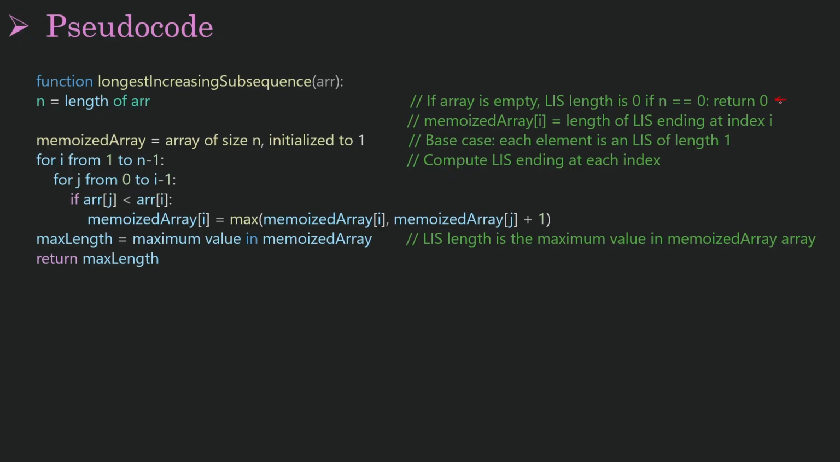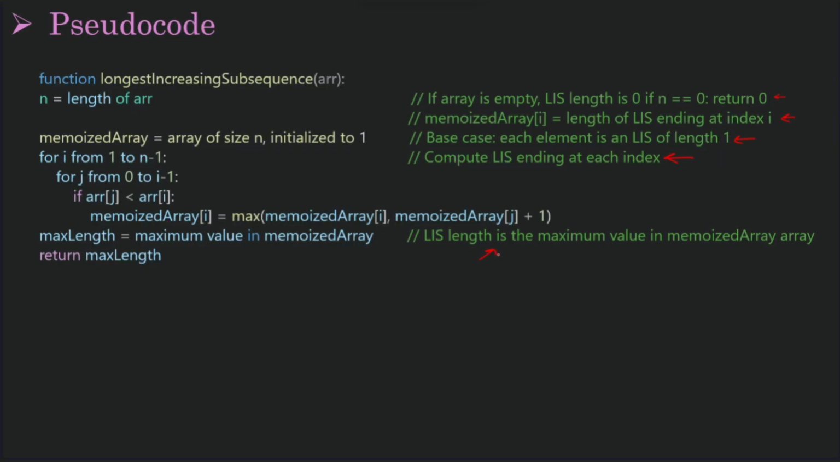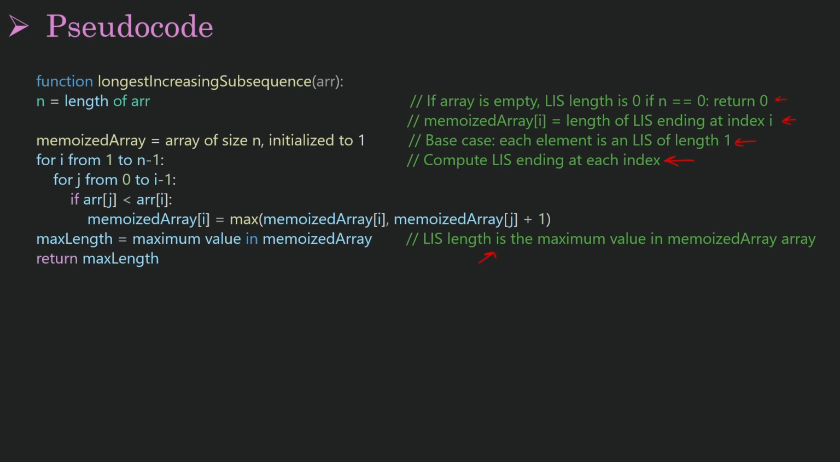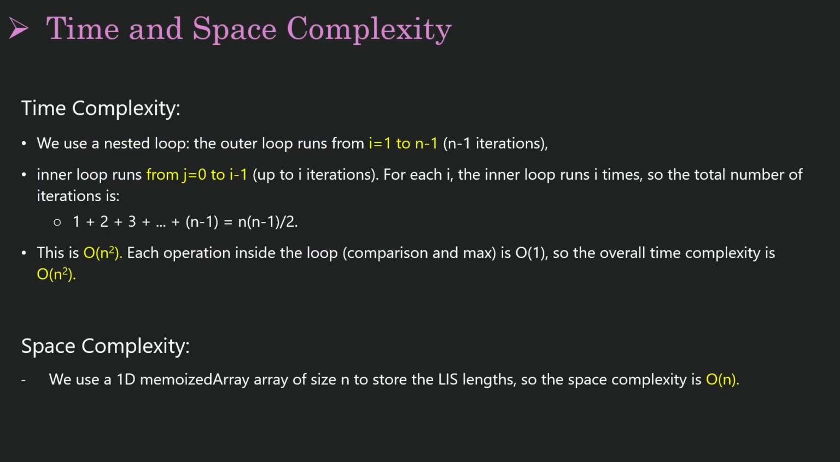If array is empty, LIS length is 0. Memoized array at I equals length of LIS ending at index I. Base case. Each element is an LIS of length 1. Compute LIS ending at each index. LIS length is the maximum value in memoized array. This pseudocode initializes a memoized array, computes the LIS ending at each index by looking at previous indices, and returns the maximum length found. Let's analyze the complexity of our memoized array solution.